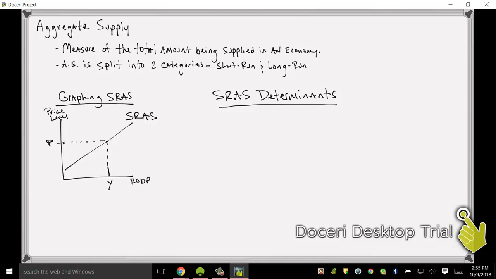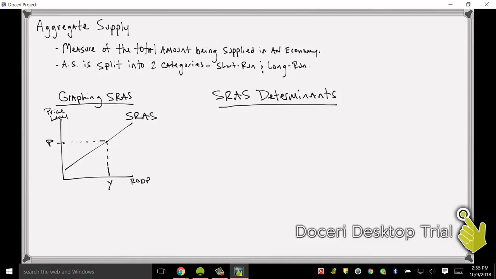Now also remember that when we're graphing, an increase is always going to be a shift to the right, and a decrease is always going to be a shift to the left. And if we can remember left is always less, that will help us keep that change straight.